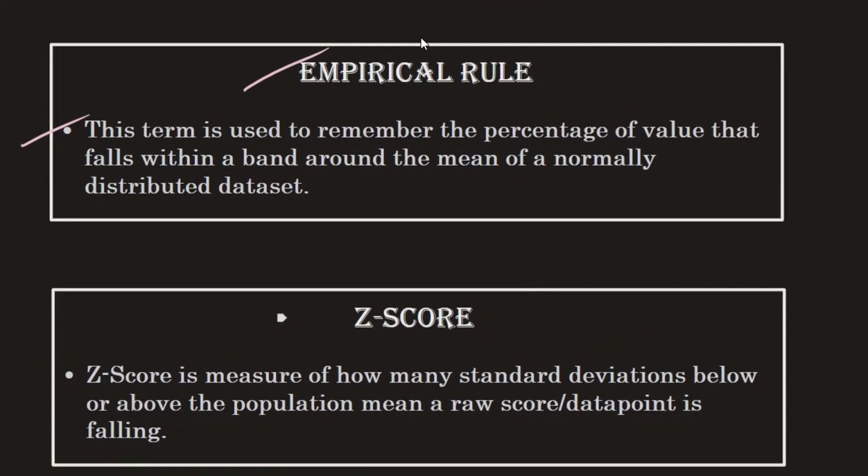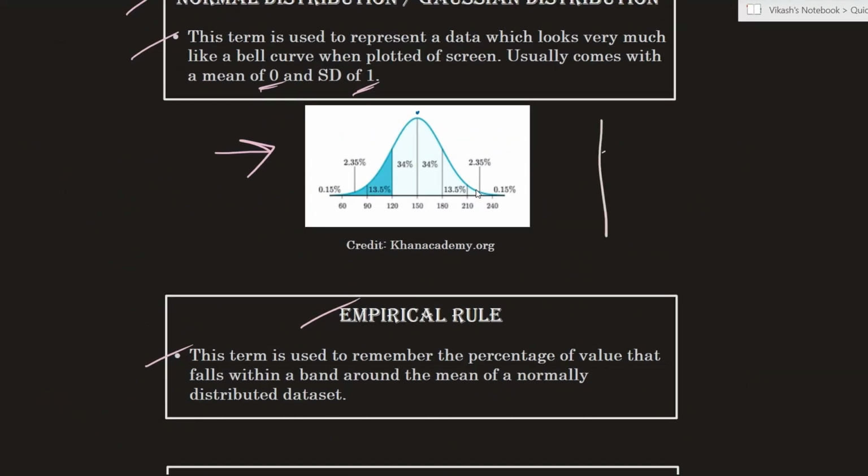Moving ahead, next we have the Z-score, which is a measure of understanding how many standard deviations below or above the population mean a raw score data point is falling. Let's try to understand this better from this figure only. Let's say that within a data set, I give you a random number, it could be anything, let's consider it X, and I ask you to find out where exactly within this distribution the data point X is falling.